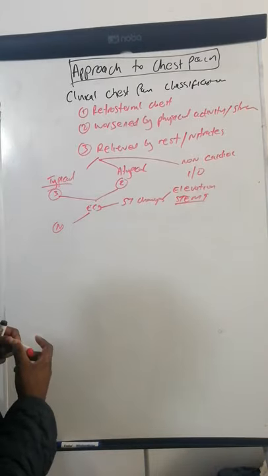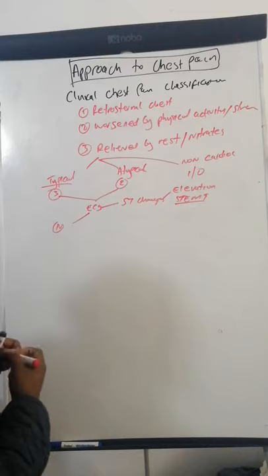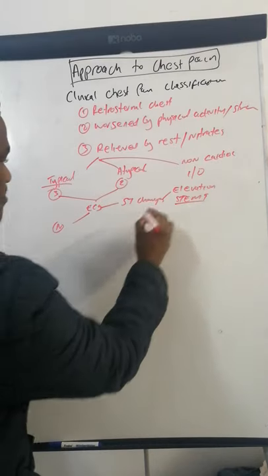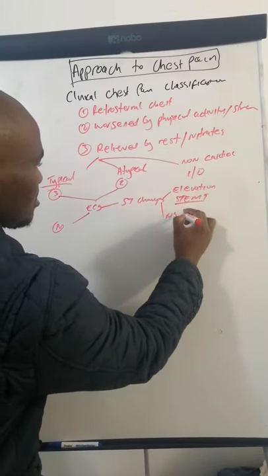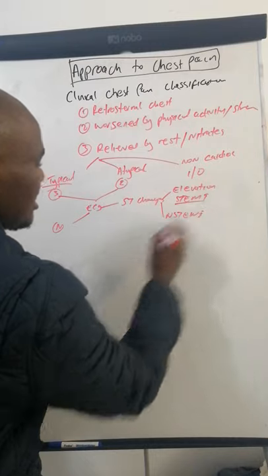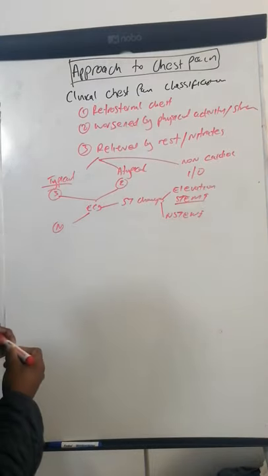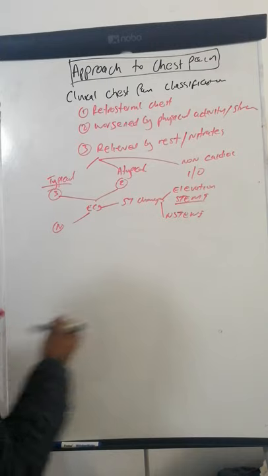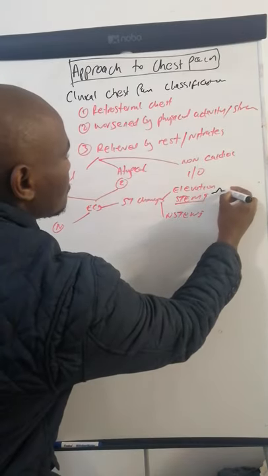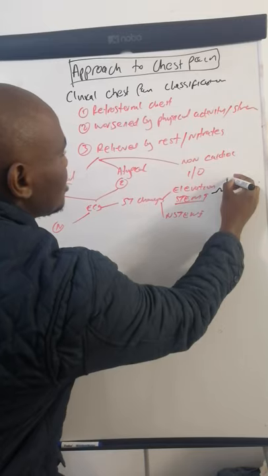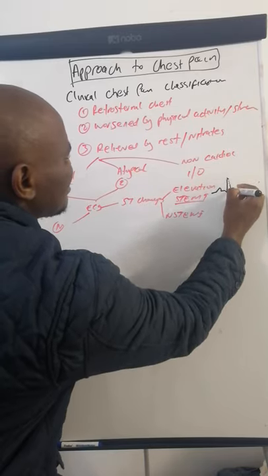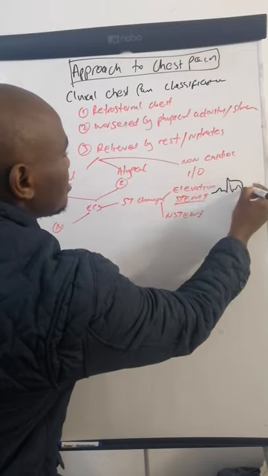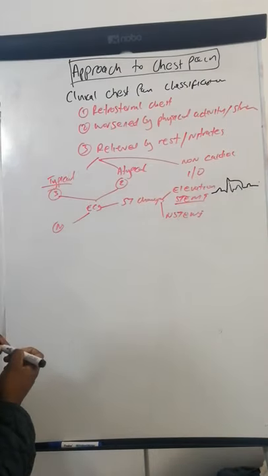An ST elevation myocardial infarction. If it's not, if it's an ST depression, then it means you've got an NSTEMI, a non-ST elevation myocardial infarction. How do those appear on an ECG? So if you've got an ECG like that, an ST elevation, instead of it coming down like this and doing that, it's just going to do this and do that. That's an ST elevation.